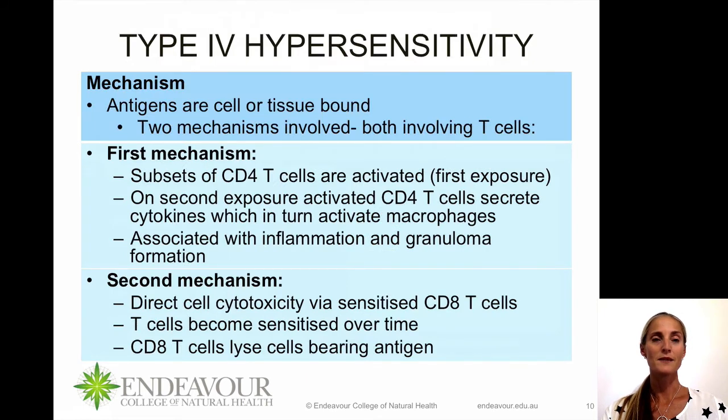Okay, so the mechanism in type 4 hypersensitivity. These are antigens that are cell or tissue bound. They both involve T cells. The CD4 T cells, remember we discussed CD, cluster of differentiation, CD4 and CD8 T cells, which are the cytotoxic ones. These are the ones that mediate those delayed cell-mediated hypersensitivity reactions.